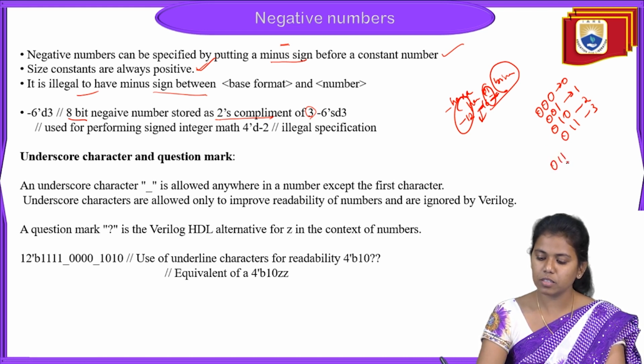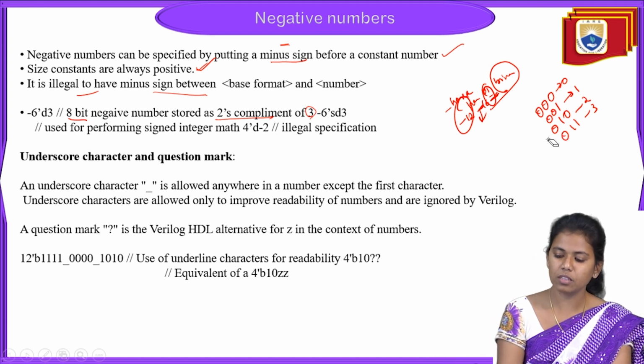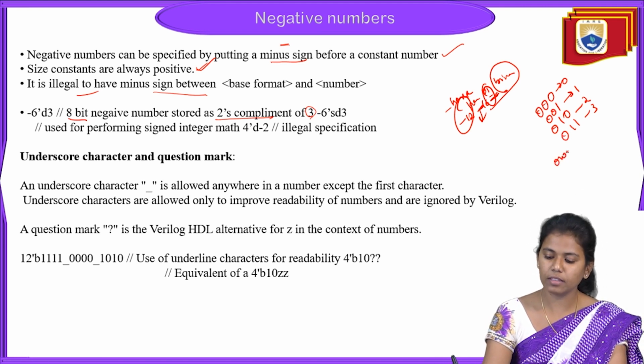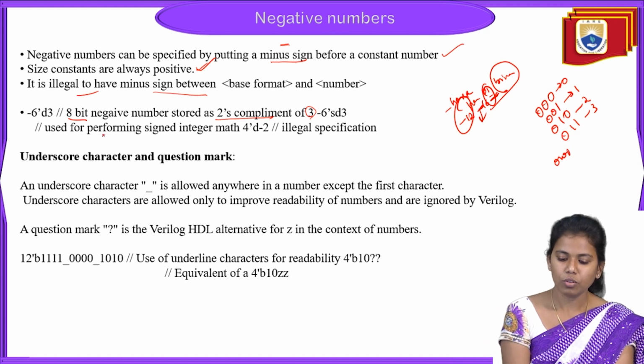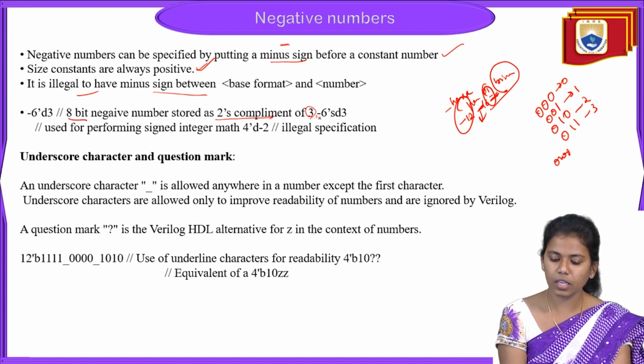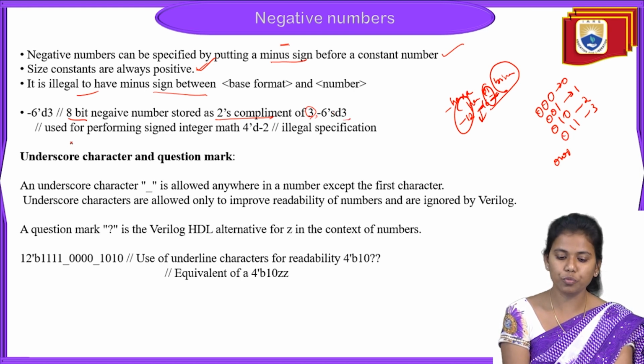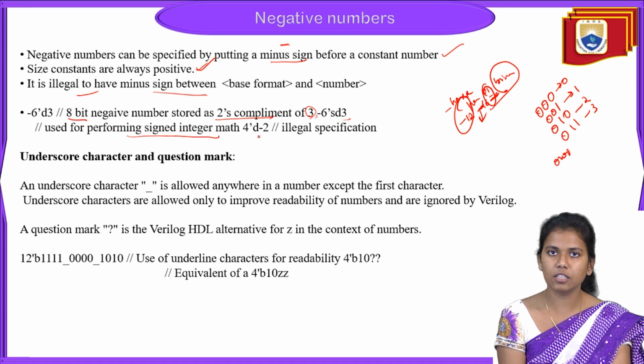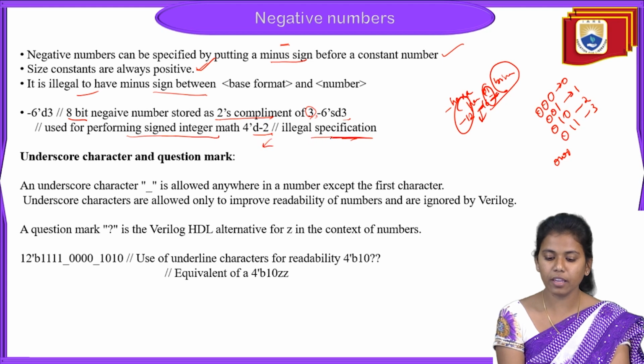What is the 1's complement? And again, if you make a 2's complement for this, you will get 0, 1, 0 like that, isn't it? So the 2's complement of 3 is minus 6SDS, and this is used for performing signed integer math. With 4D minus 2, that is an illegal specification.